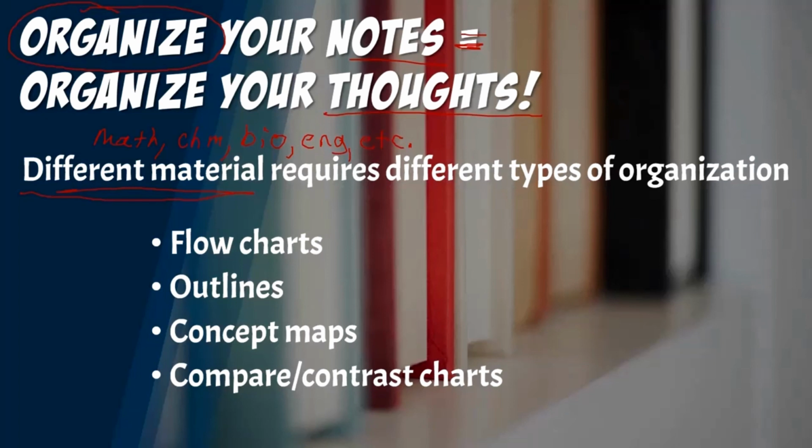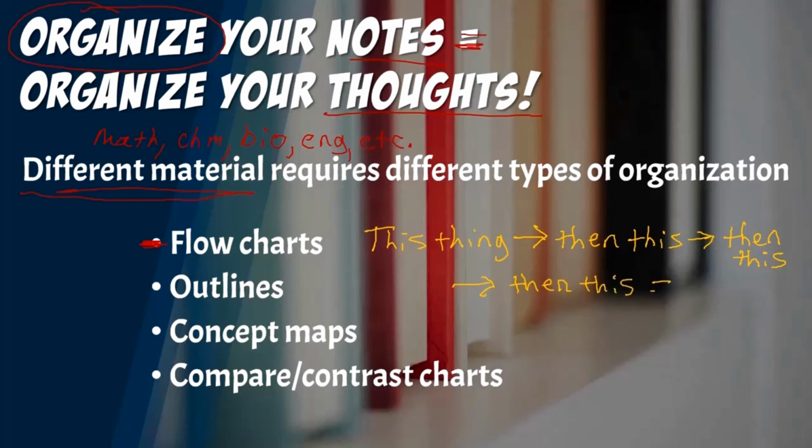But some of the ways you can organize your notes are flow charts, and that's when you write: this thing happened, and then a little arrow, and then this happened, and then a little arrow, then this happens, and then an arrow, then this happens, and then a little equal sign arrow, and you get the result.